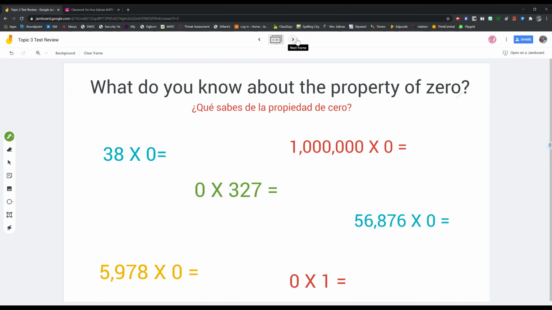What do you know about the property of 0? It doesn't matter what number you're multiplying. If you're multiplying by a 0, the answer will always be 0. So in all of these numbers, even in the million times 0, the answer is 0.